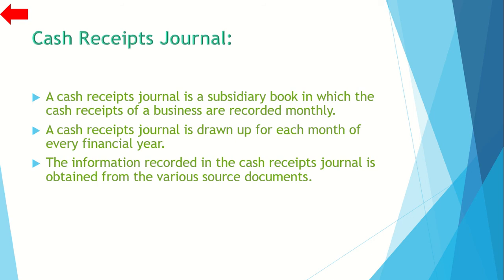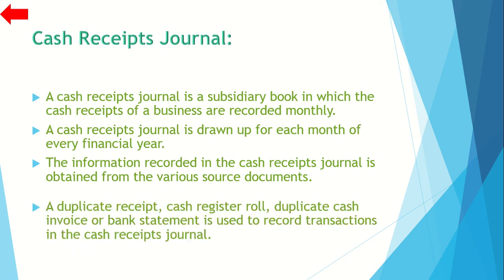And then also again, the information recorded in the cash receipts journal is obtained from the various source documents. Now, source documents, we learned about them, and remember, there's quite a number that is used for cash receipts and for cash payments. So we just need to understand the difference between those source documents, but we will soon enough.